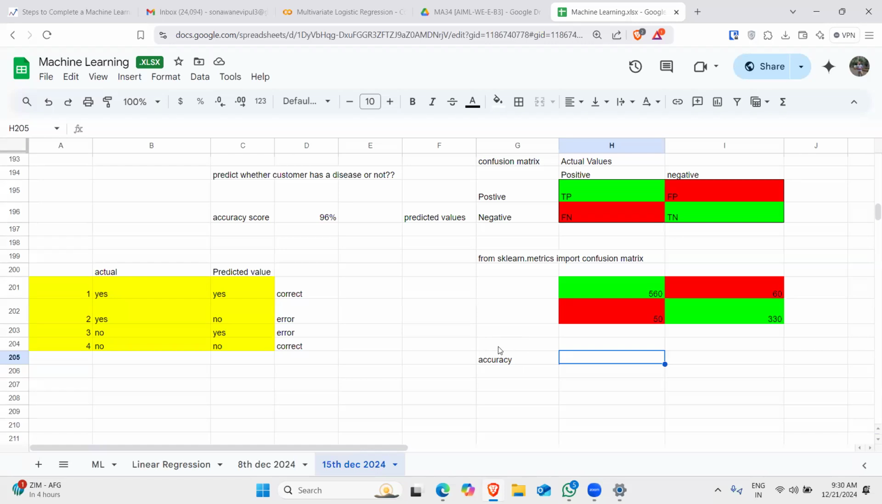So it will be equal to 560 plus 330. These are the correct predictions, right? Divided by everything: 560 plus 60 plus 50 plus 330. I have not done this. Okay. So it is 0.89. So that is how you get the accuracy, right? By just using the coding part. So 89% is your accuracy.